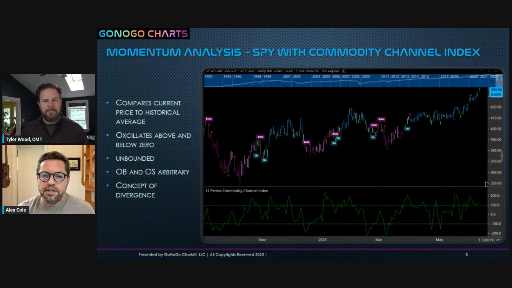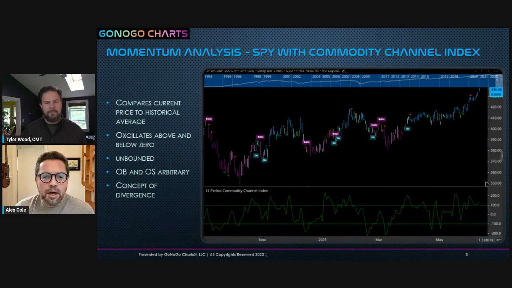Now, it oscillates above and below zero, but like ROC, it's unbounded as well. So we can get commodity channel index readings that go quite high. Even in this case, we're up around 200, over 200 for the S&P. So it makes it hard for us to successfully apply overbought and oversold levels.